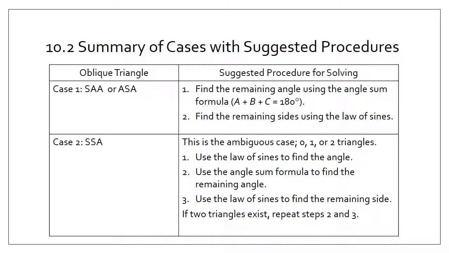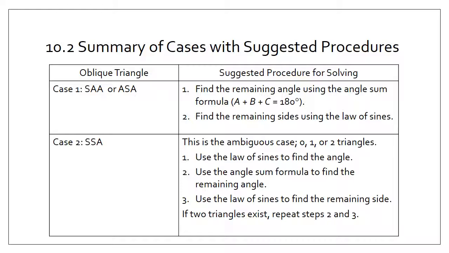So this is kind of a summary of how we work these triangle problems. And we have different cases. First of all, if we have two angles and a side, whether the side's in between the angles or not, then we can find the remaining angle by using the fact that the angles all total 180, and then we'll use the law of sines to find the missing sides.